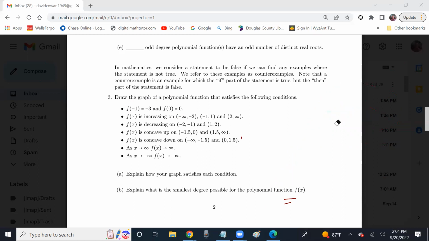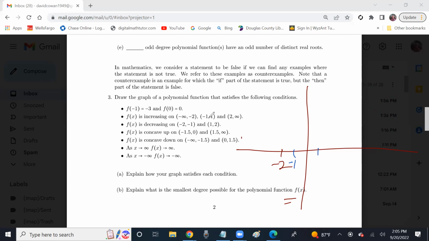Before I let you go, let's tackle one of the harder ones here. F of x is increasing on those 3 intervals. So from -infinity to -2, it's increasing. It's also increasing from -1 to 1.